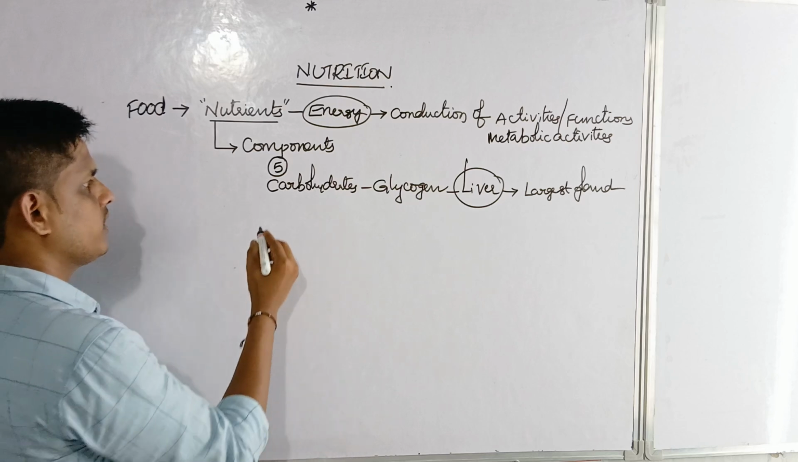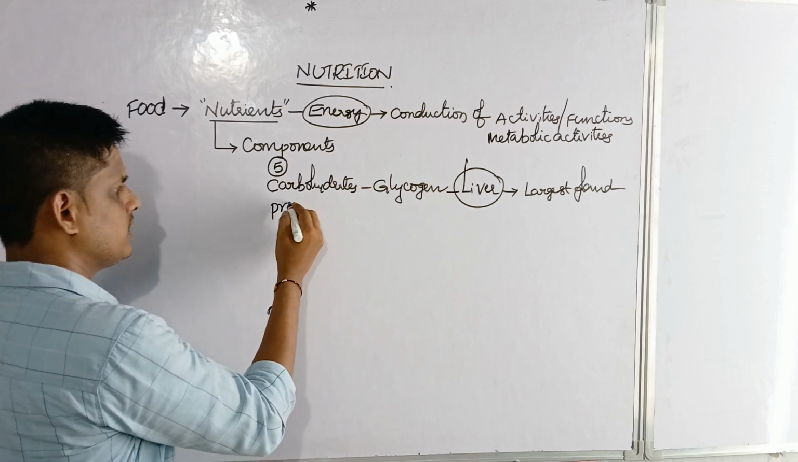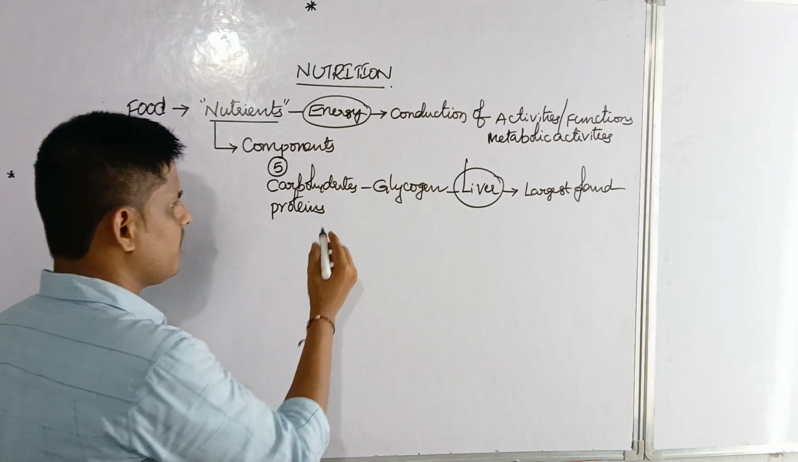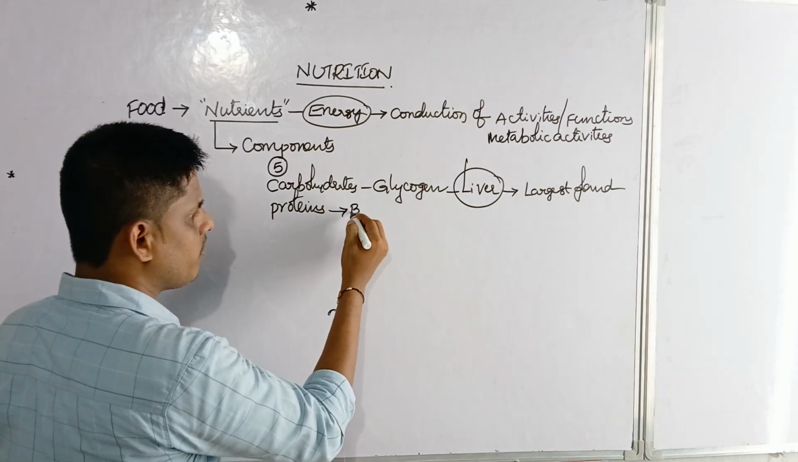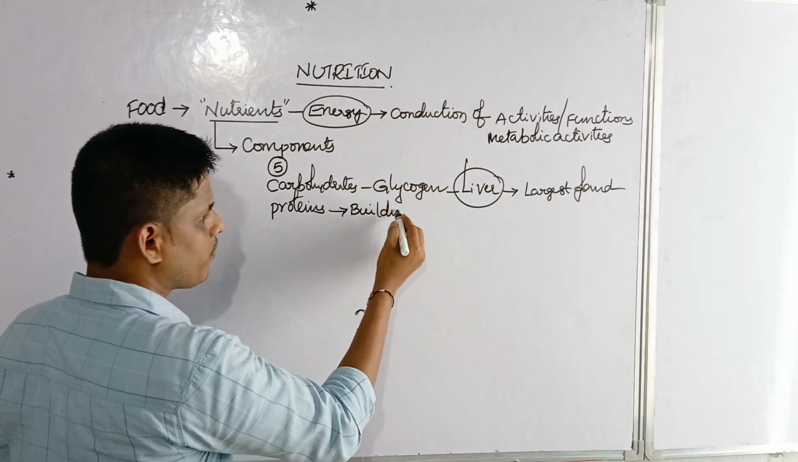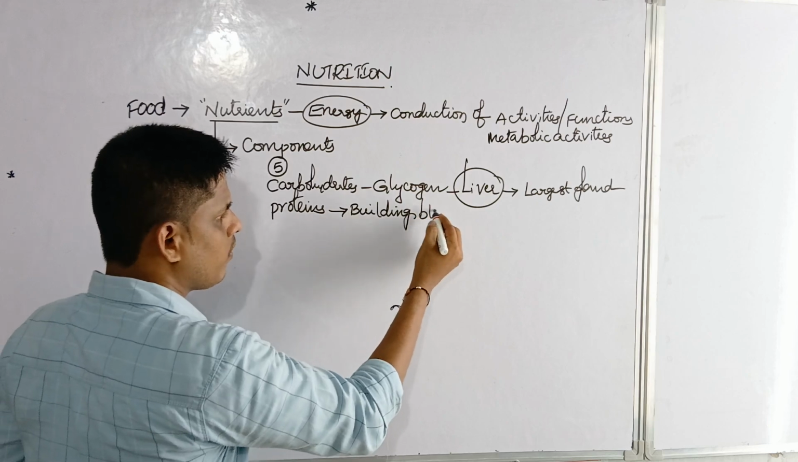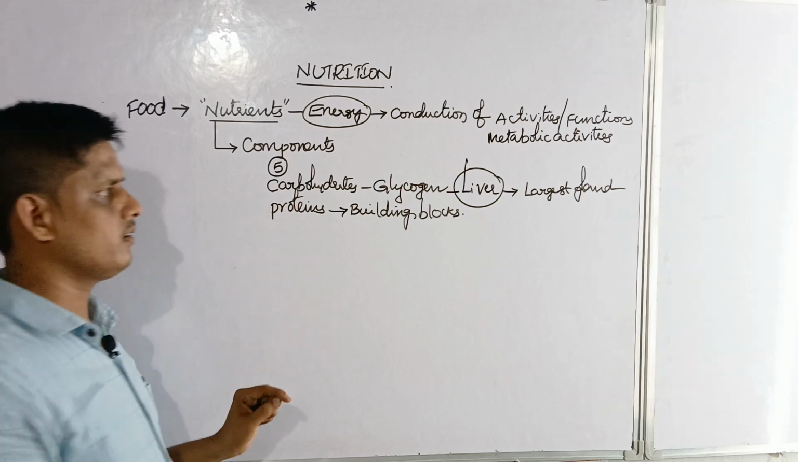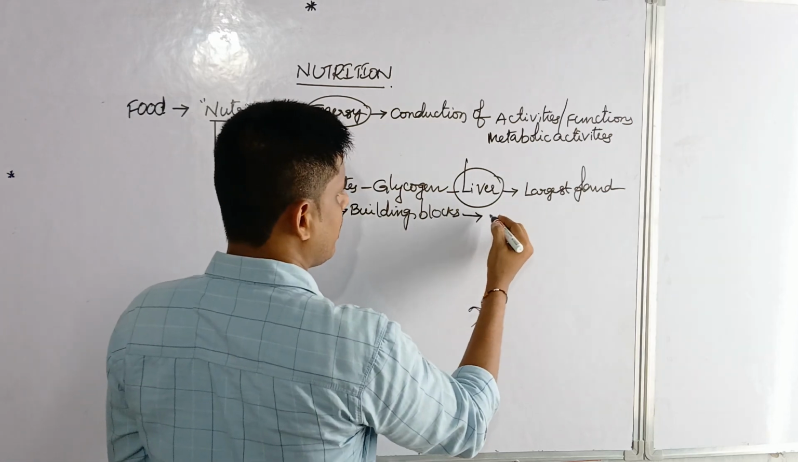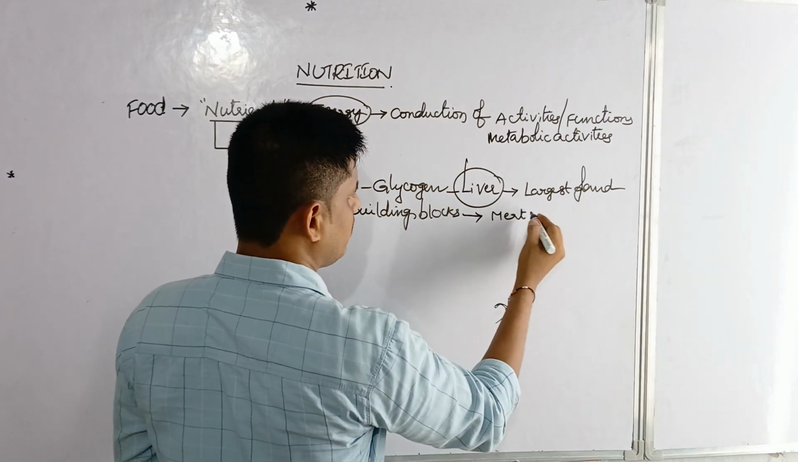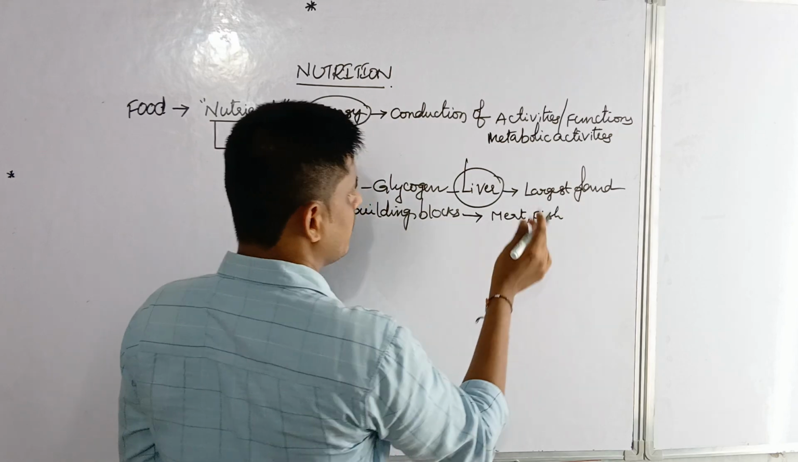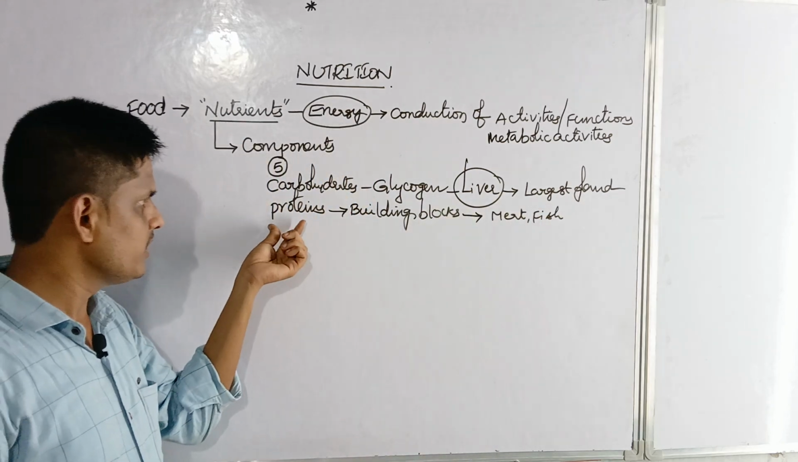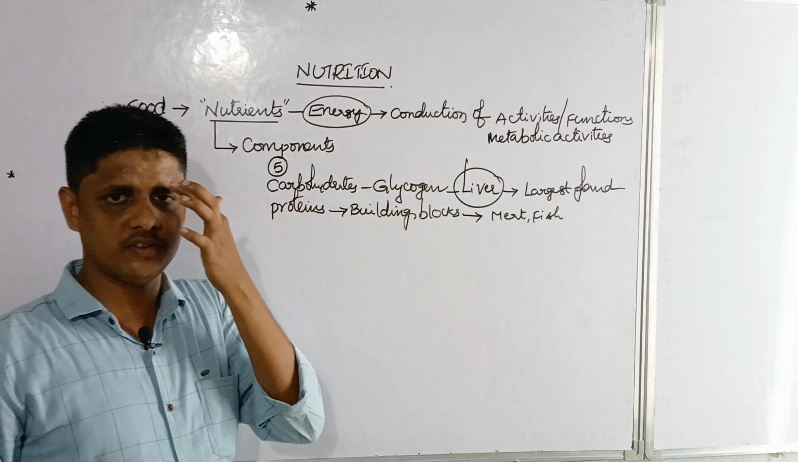And the second nutrient is proteins. Proteins are the building blocks of our body. Such proteins can be seen in milk, and also in meat and fish. These food materials have proteins, and proteins are especially rich in meat and fish, right?